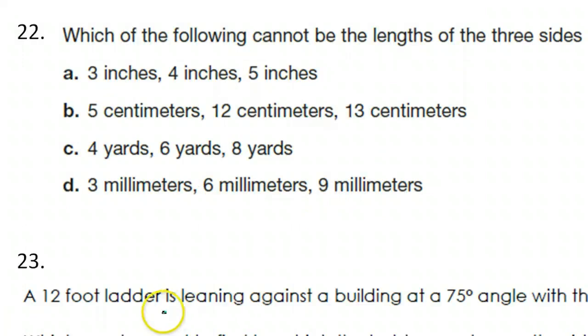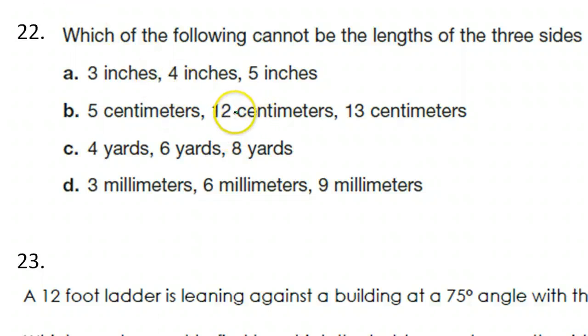Number 22, which of the following cannot be lengths of a triangle? Well, the key for this, to make a triangle, the two smaller sides have to add up to be more than the biggest side. So, for example, here the biggest side is 5. So that leaves 3 plus 4, which is 7. And 7 is greater than 5, so that one's okay. The two smaller sides have to be more than, not equal to, but more than the third side.